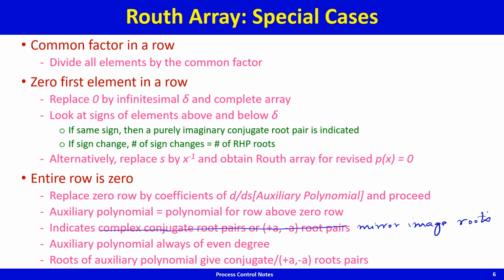So roots occur in pairs that are mirror images, and because of that, the auxiliary polynomial is always of even degree. If there are 2 roots that are mirror images, the degree of the polynomial is going to be 2. If there are 2 pairs of roots, you've got 4 roots, so the degree of the auxiliary polynomial is going to be 4. If there are 3 pairs of roots that occur as mirror images, then the degree is going to be 6. So the auxiliary polynomial will always be of even degree, and again this needs to be mirror images.